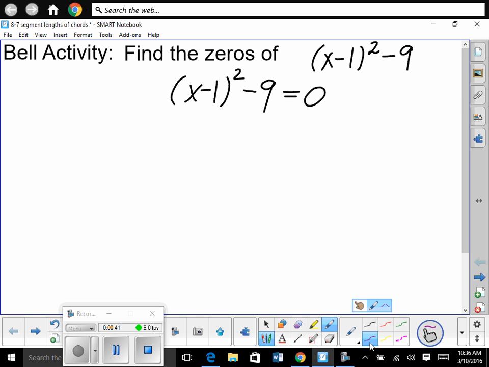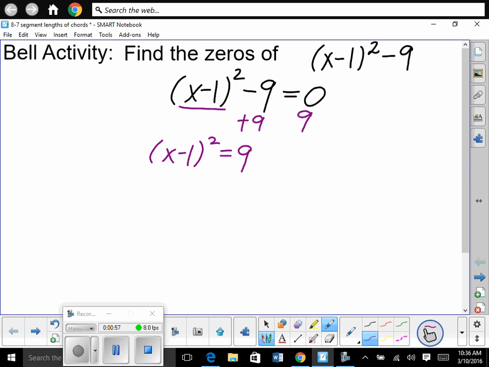You guys watch. This is how you do it algebraically. You're going to have some today that you have to do algebraically. So you should all be going through this with me. So what would we do? Isolate this, right? We'd add 9 to both sides. So we have x minus 1 squared is equal to 9.